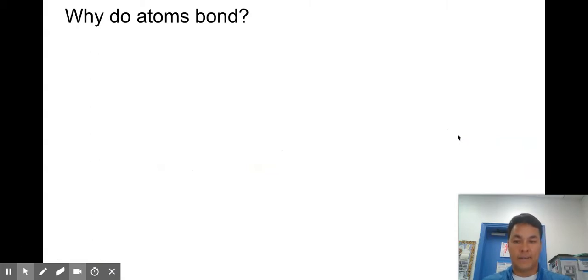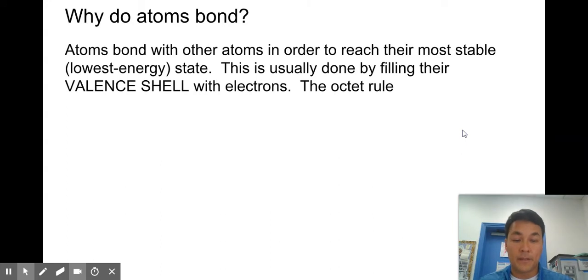Okay, why do atoms bond? Can you pause the video and think about it? You might remember in class, I kept talking about 8. 8 is great, right? The octet rule. Well, atoms really bond because they want to reach their most stable or lowest energy state. And it's done by filling the valence shell with electrons. So they want to have 8 in their valence shell. And I make this caveat: atoms don't really want something. We can't give them human qualities. I just use that in class to help you learn the material.